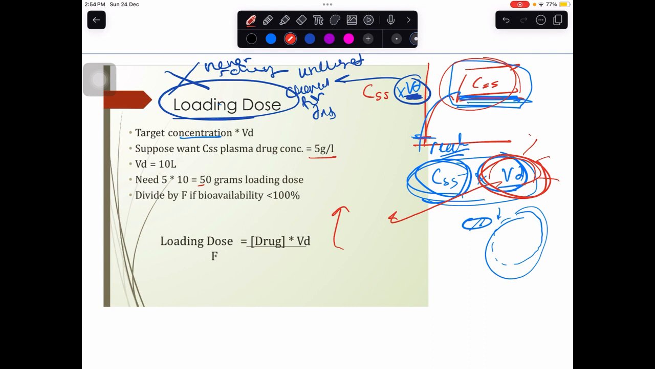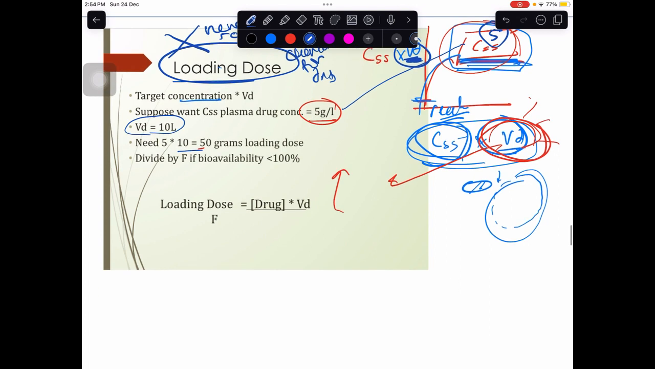And this is just giving you an example. If I want to reach this steady state concentration, let's say 5, and the VD of this drug is 10 liters, you'll just multiply them together. That's exactly what they're trying to say. And again, it's dependent on my bioavailability. So you just take the CSS that you want to reach times the VD divided by my bioavailability. That's it.